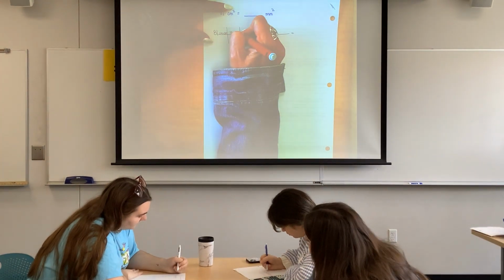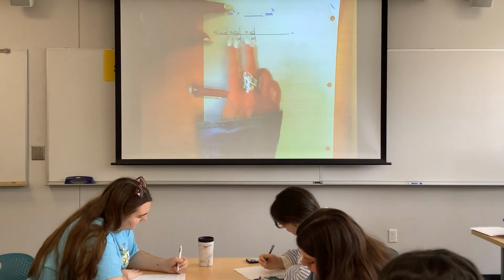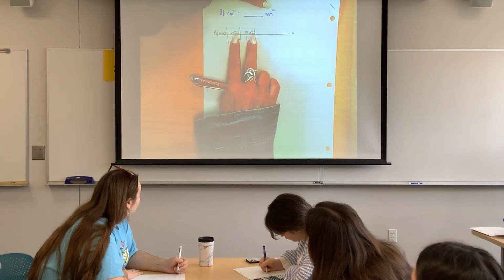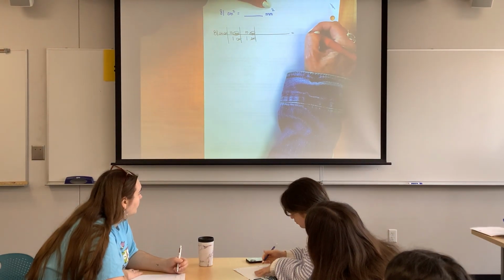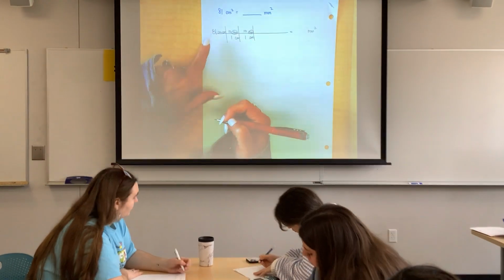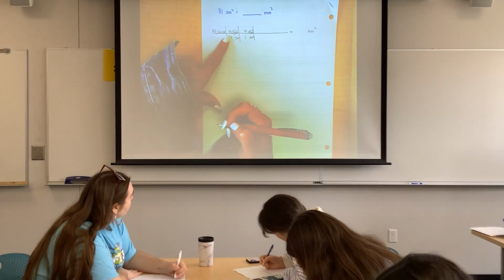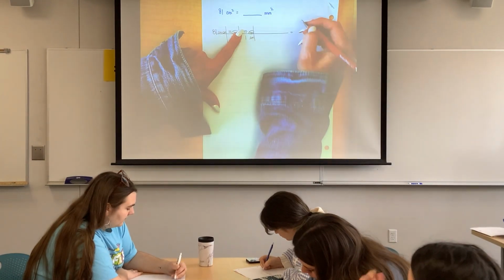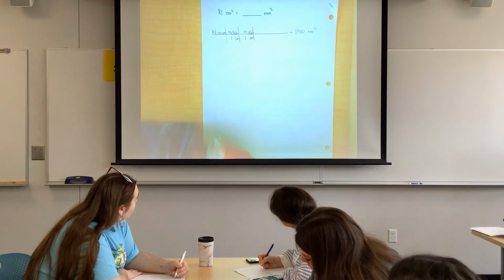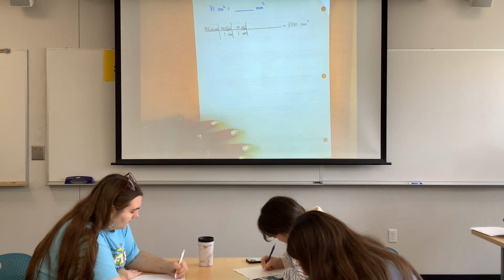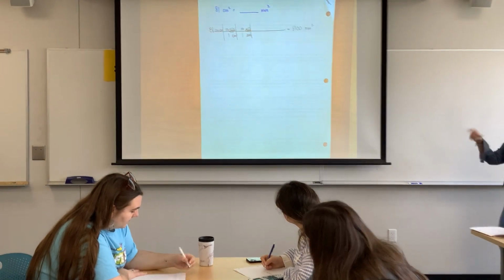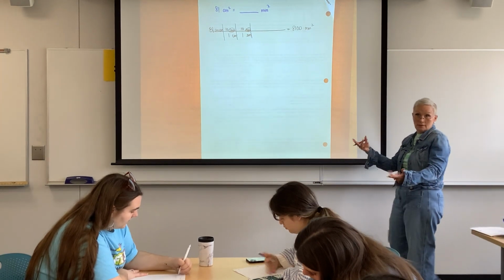So what do we have left? We have millimeters left. Well, what is millimeters times millimeters? Millimeters squared. So if we multiply across the top, 81 times 10 times 10, we get 8100. Across the bottom, you have 1 times 1 times 1, so it'd just be 1.